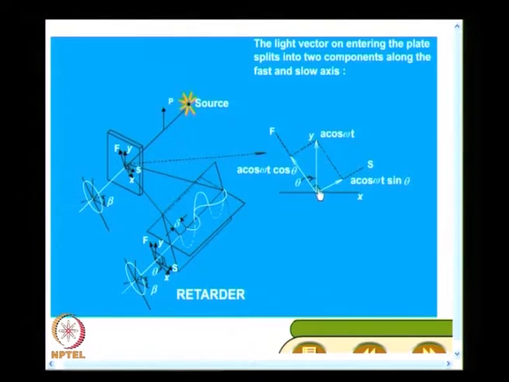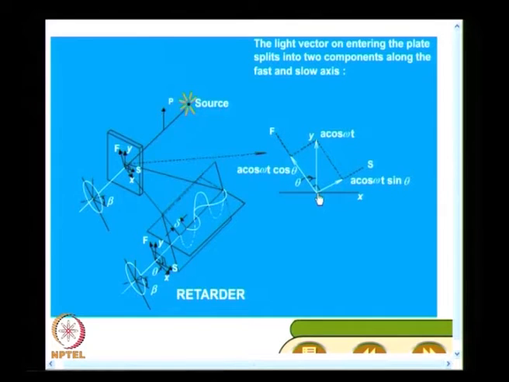And if you look at what happens on the front surface, I have the reference axis as x and y, and the crystal has reference axis as slow and fast, which is rotated at an angle theta. So, whatever light is represented with respect to the xy axis has to be represented with respect to the slow and fast axis of the crystal plate.